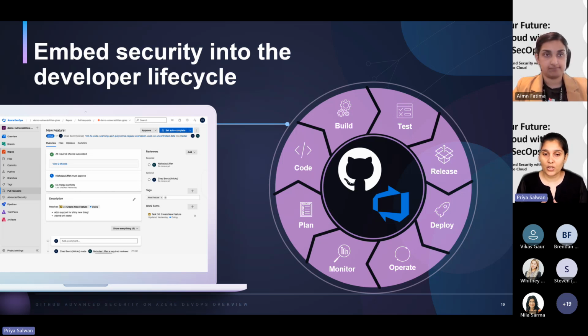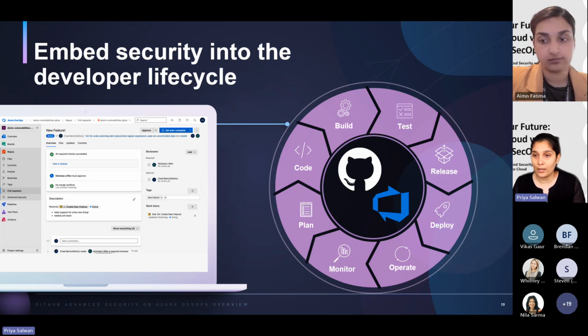So GitHub Advanced Security is available for the GitHub universe. If you are a partner or customer working in the GitHub environment, using GitHub Enterprise resources for your CI/CD pipeline or your software development pipeline, then you have GitHub Advanced Security in that. Or if you are an Azure DevOps customer or a partner using pipelines and everything, then GitHub Advanced Security is available for you as well.